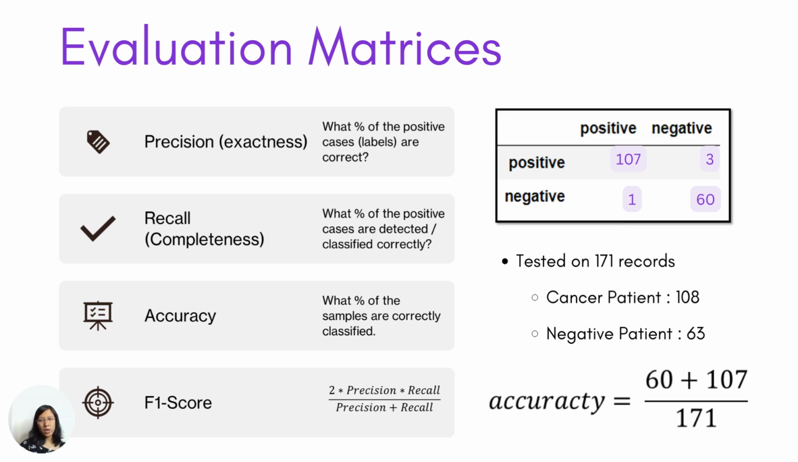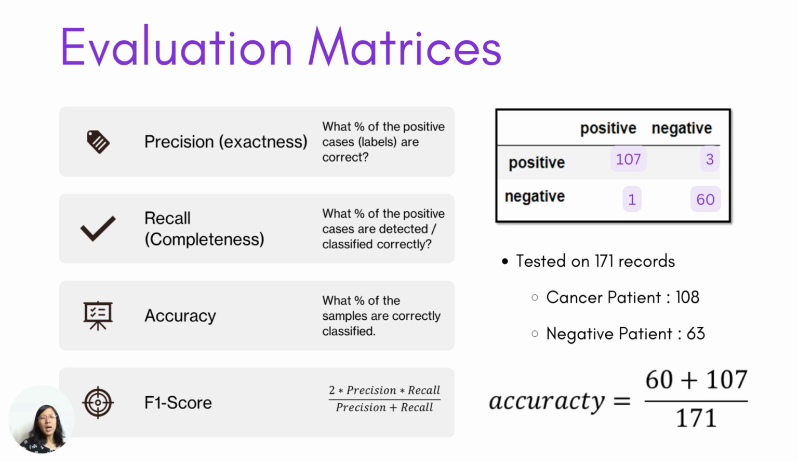So how can we calculate the accuracy? Accuracy can be calculated by dividing the correctly classified samples by the total number of records. Here, we have correctly classified 107 positive cases and 60 negative cases, so you have 167 correctly classified, and then divided by 171. So the accuracy of this model is 0.977.